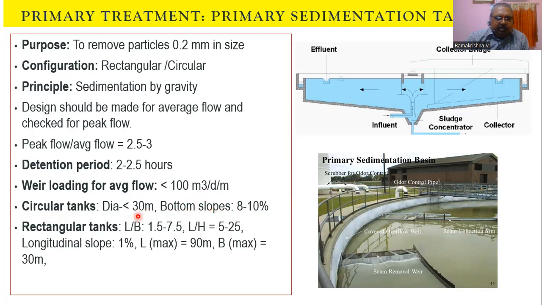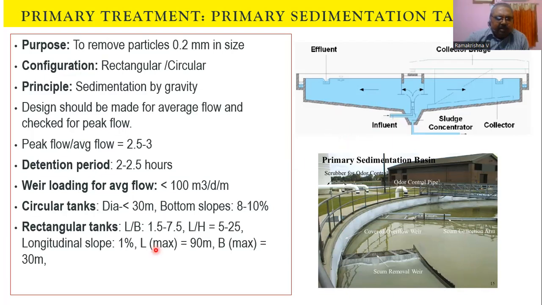So this will enable the working of scrapers which are provided at the bottom. A larger diameter will make it difficult for the scrapers to move around and collect the sludge. And the sludge collected at the bottom through the scraper is now collected out from the bottom through an outlet pipe. The bottom slopes here, this is the bottom slope, around 8 to 10%.